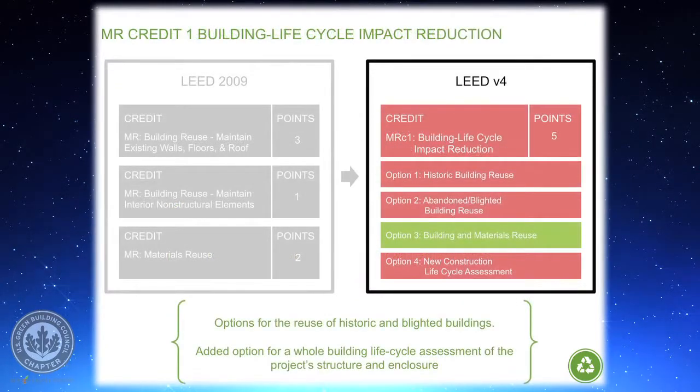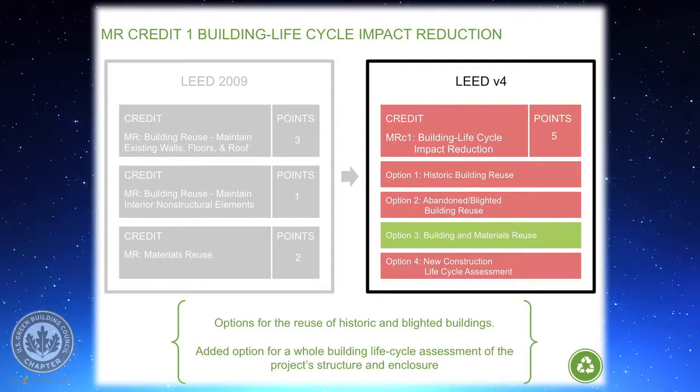So the first complicated graphic here, and I will note that we are looking at option level as opposed to credit level, just to help give everyone a better understanding of how the credit works. The first credit is called Building Lifecycle Impact Reduction. So this is where you're earning points for either reusing a building or, if you have a new building, completing a whole building lifecycle assessment.